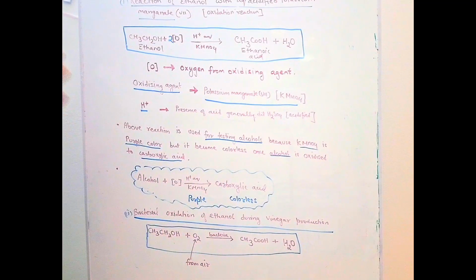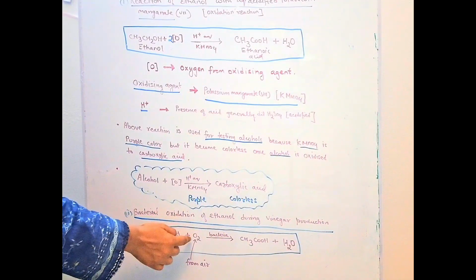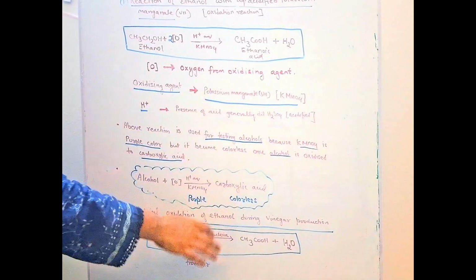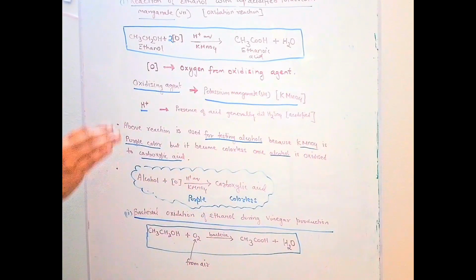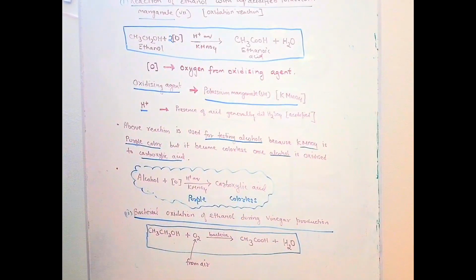On a large scale, in industries which are making vinegar, they purposely do this. They expose ethanol to air, and they purposely add bacteria which are responsible for converting ethanol to ethanoic acid in the presence of oxygen from air.